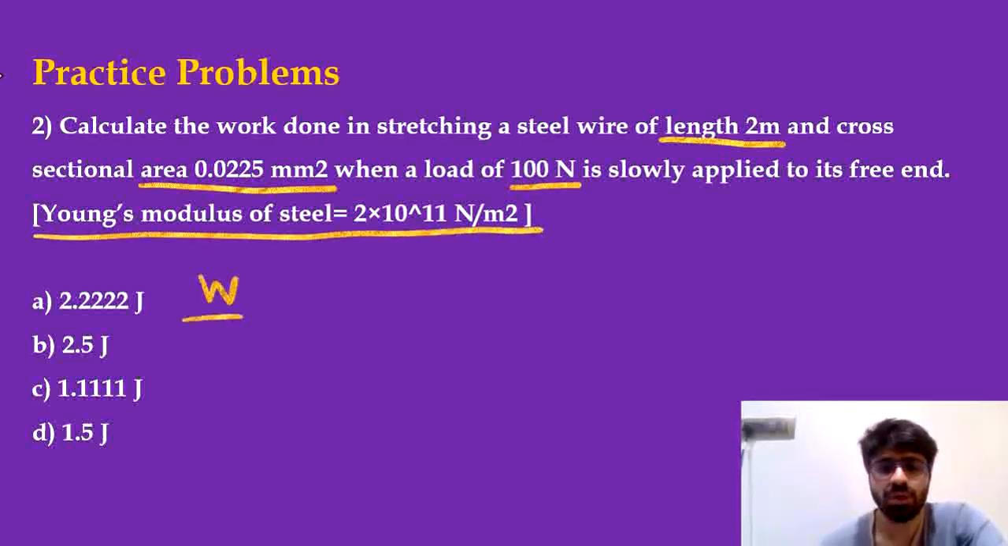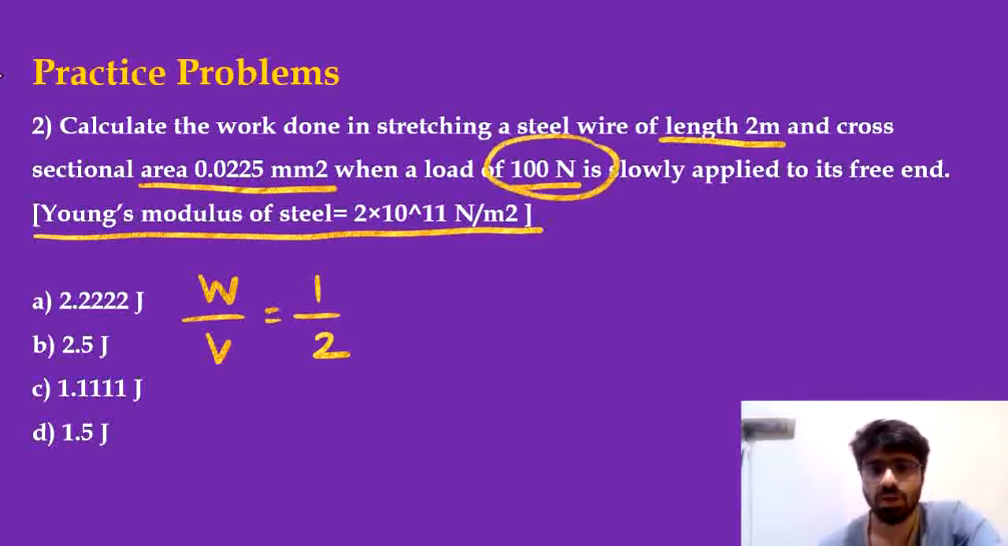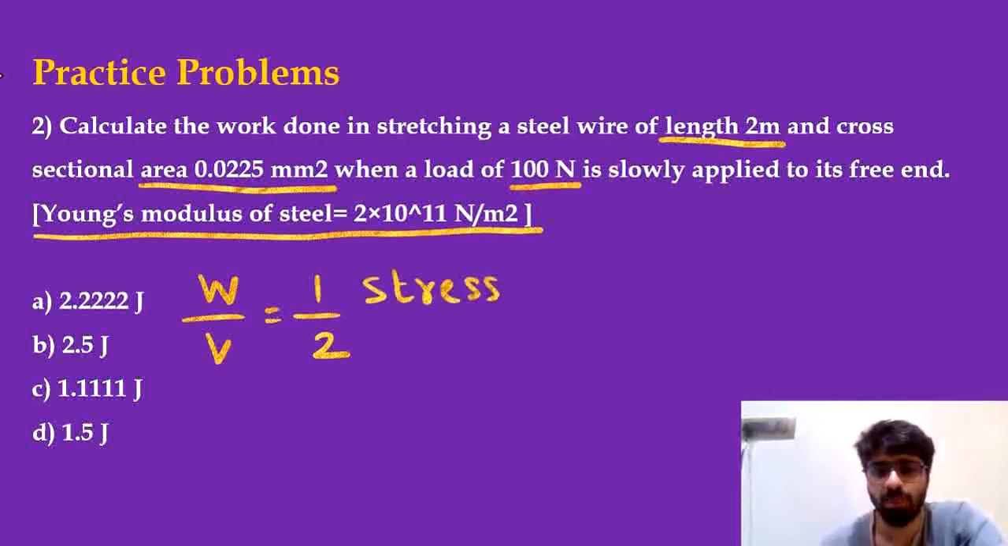So work done per unit volume. We know that the formula for this was half into strain square Y or half into stress square upon Y. Which formula should we use here? We know the force, we know the area of cross section, which means that we are given stress. So the formula that we will prefer to use will be half into stress square upon Y.